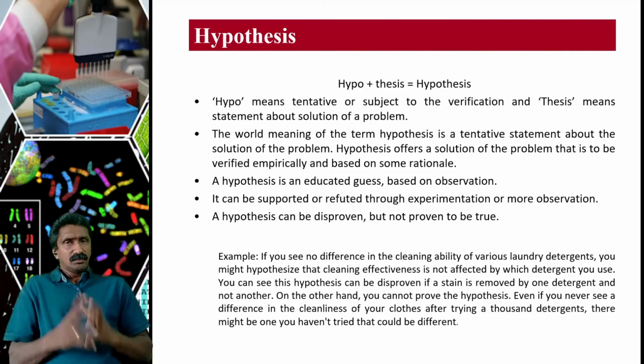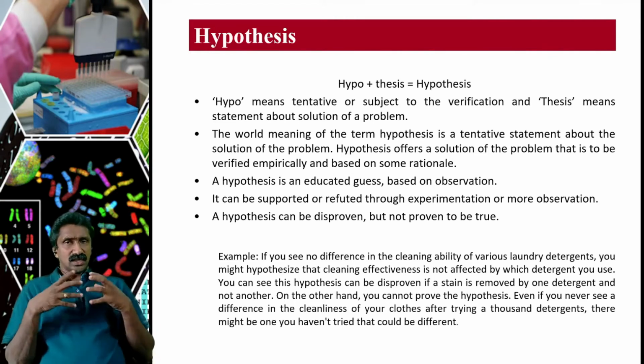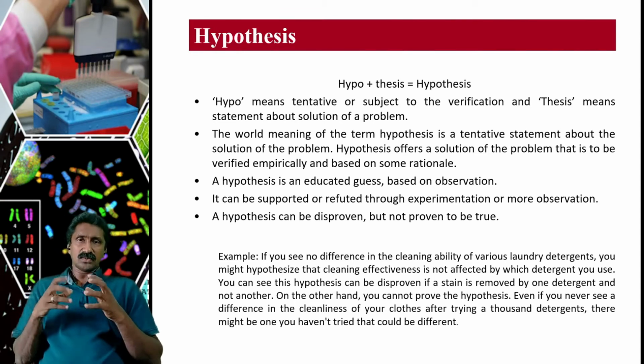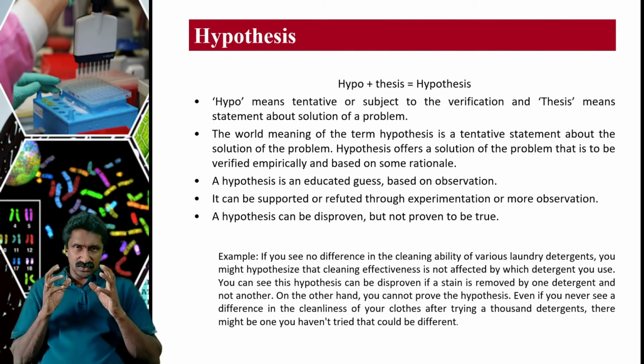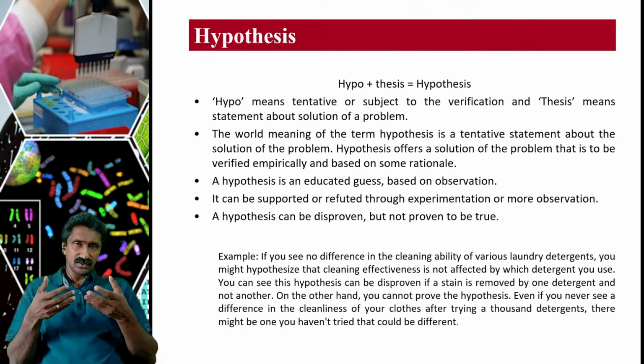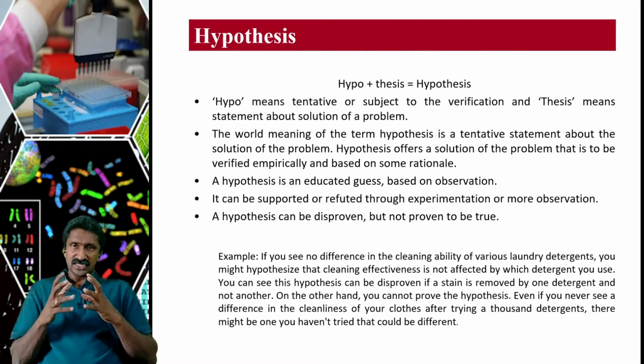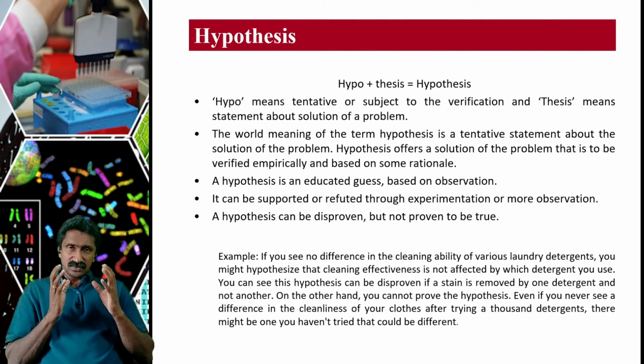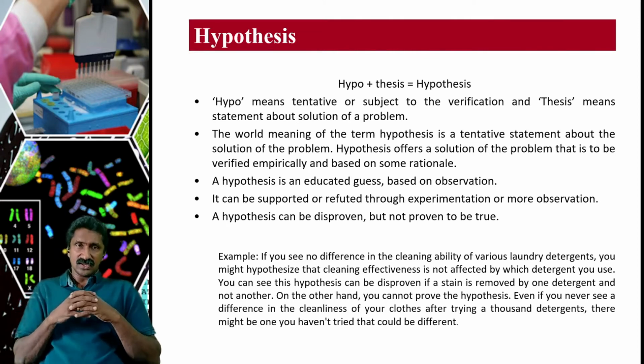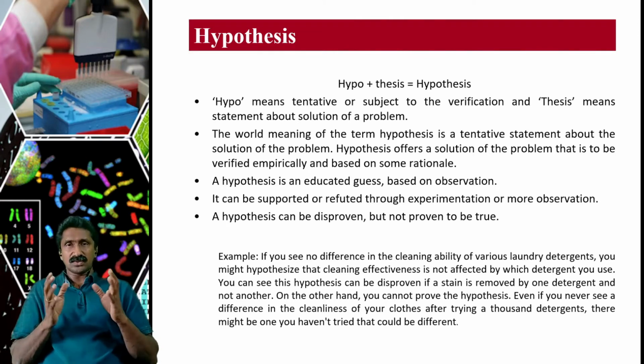Initially, hypothesis is actually two terms, that is hypo and thesis. These two terms can be combined together to form the hypothesis. Now hypo means tentative or subject to verification. So it's not a confirmed one, it's tentative, something that is subject to verification. And thesis means a statement about the solution of a problem.